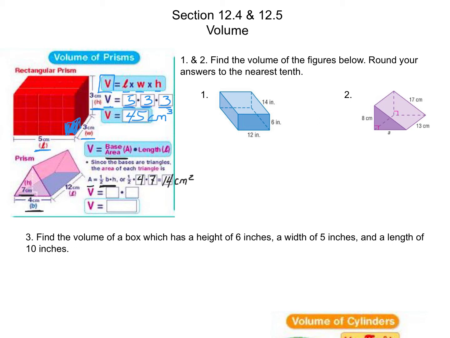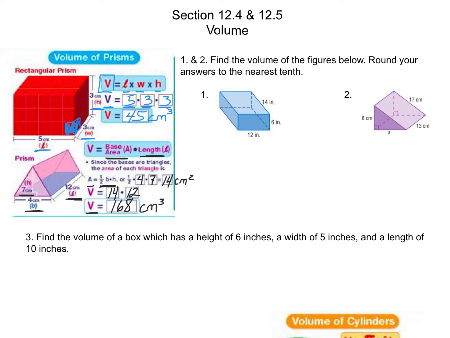because it's area. Now, in order to find the volume, I want to think about how many of these triangles am I going to stack on top of one another to get to the other end of my prism. In order to figure that out, I'm going to use the length. So my volume will be equal to the base area, which was 14, times the length, which is 12 centimeters, which gives me a total of 168. And once again, my units are centimeters, and now it's cubed because it's volume.